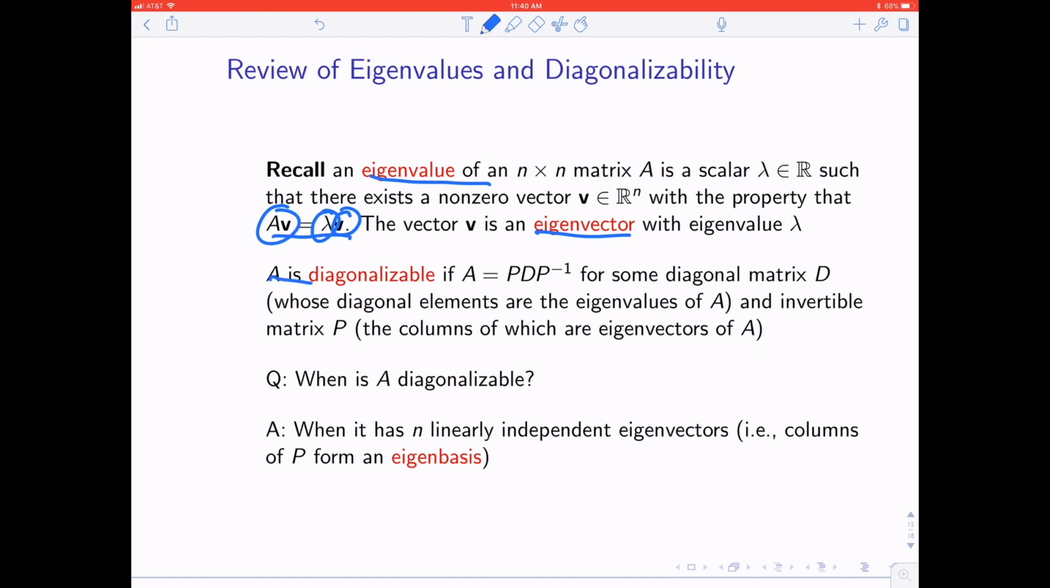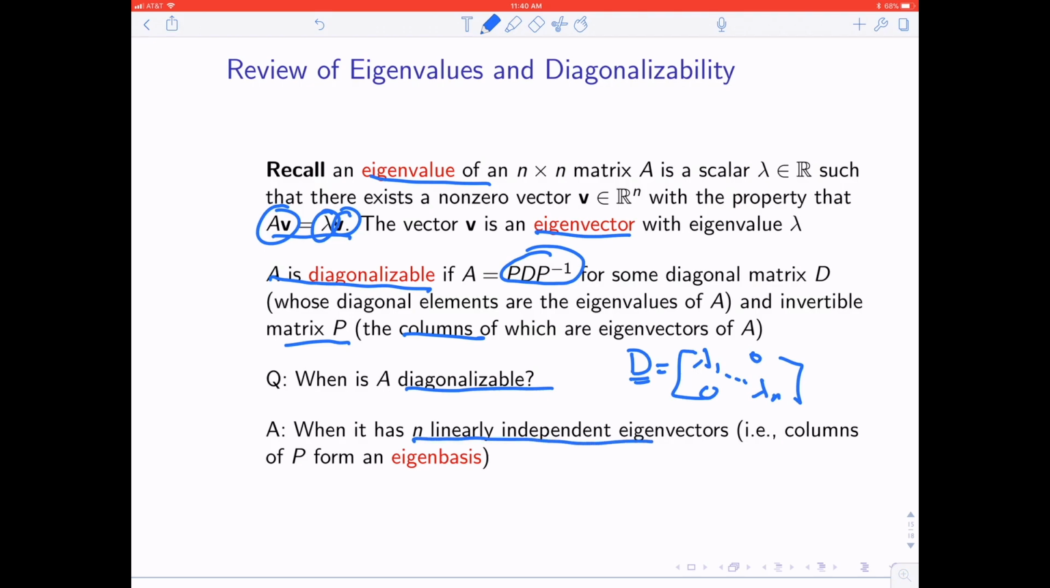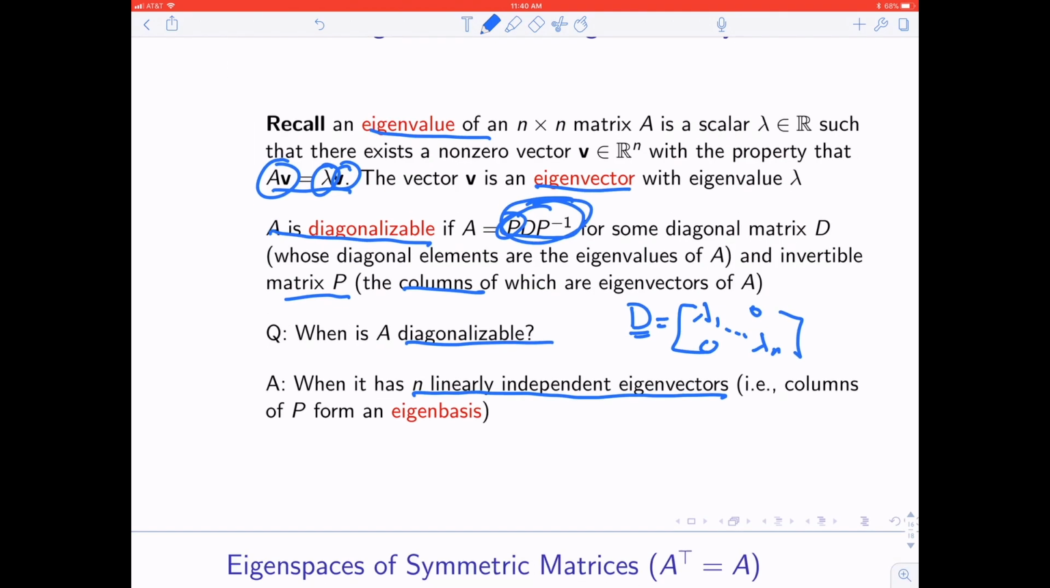So a matrix is diagonalizable if you can write it in the form PDP inverse, where D is this matrix that has eigenvalues on the diagonal and zeros everywhere else. And the matrix P has as its columns the eigenvectors of A. And so you can ask, well, when is the matrix diagonalizable? It turns out that it's whenever you have n linearly independent eigenvectors. If you have them, then you can make this matrix P, and you can do this diagonalization procedure here.